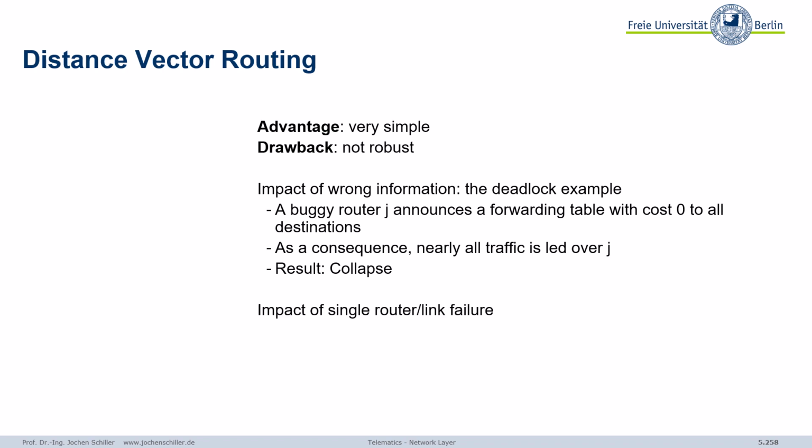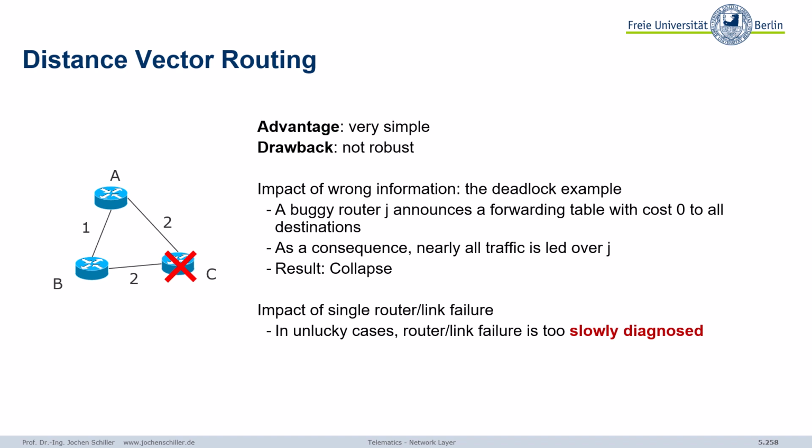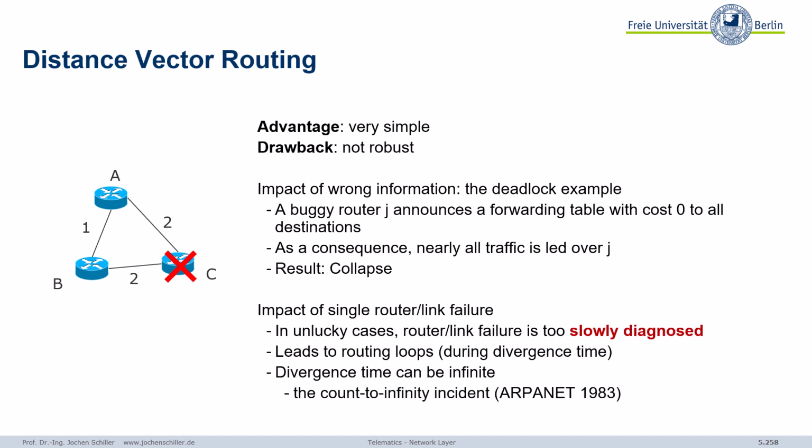This router claims it has cost 0 to all destinations. Perfect. Problem. So if we have a link failure, it takes some time. So in unlucky cases, the link failure is diagnosed too slowly. So we have these loops due to these divergence times, and we have this count to infinity, and there were even count to infinity accidents. You can look this up in the ARPANET back in 1983. So distance vector routing, this is one of the basic principles. Yes, there's a routing protocol, I will briefly touch on it based on this, but it has some problems.